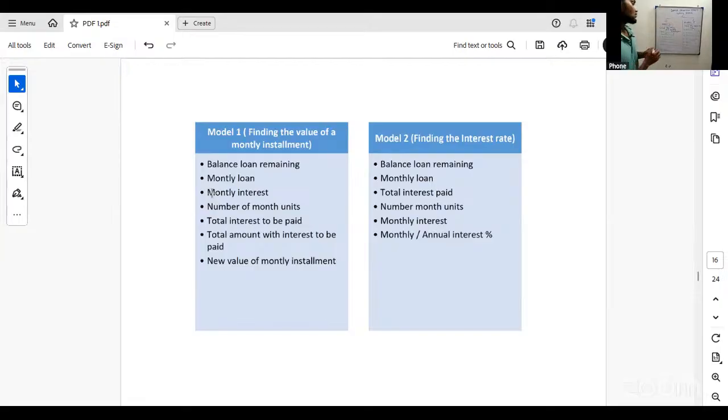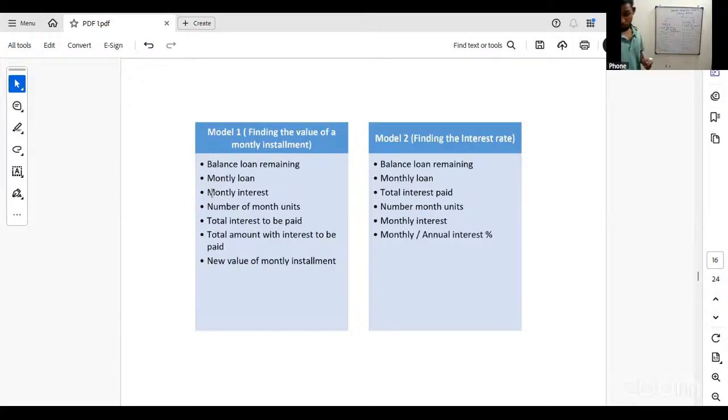So for ease, you can remember the first 2 steps in both the models are the balance loan and the monthly loan. So these 2 steps are common for both the models. And the fourth one is also common, the number of months. Here also the fourth one is number of months, right? So these are the 2 models that we are going to study.